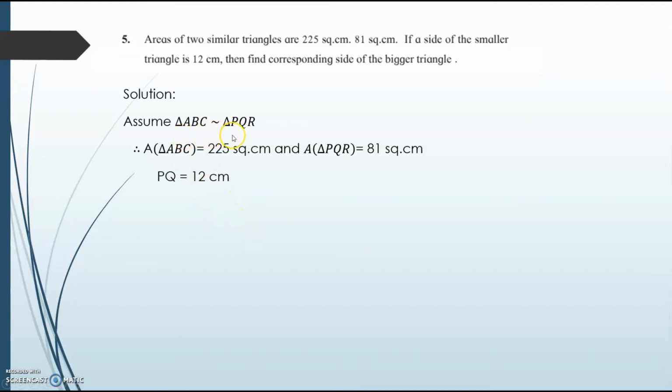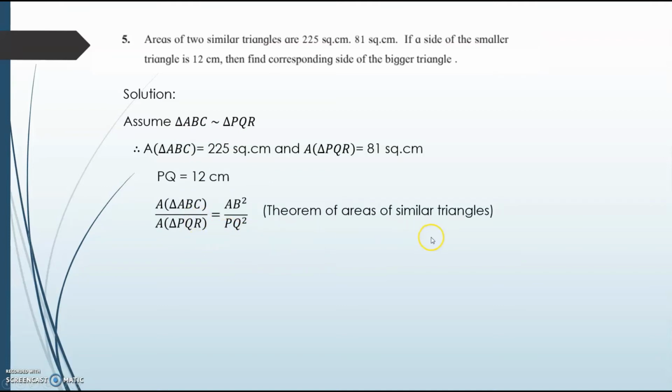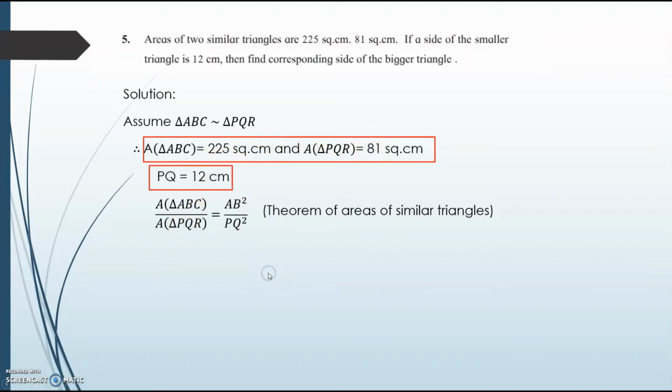Now the two triangles are similar, so we can apply the theorem of areas of similar triangles. So the reason here I'm writing it. Now we can substitute the values. Area of triangle ABC is 225, area of triangle PQR is 81 and PQ is 12. So let's substitute the values. Have a look at this step.